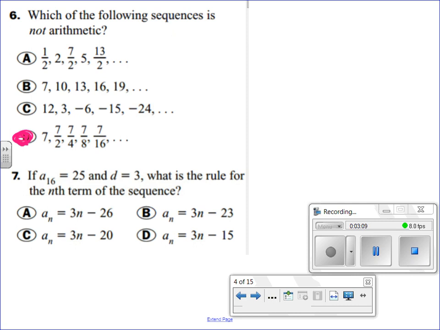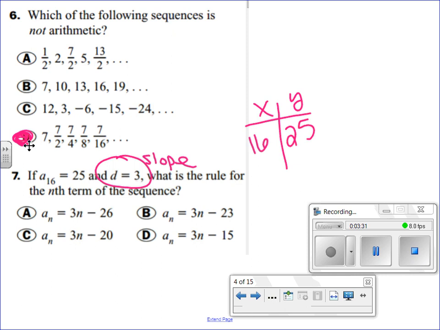7. It looks like this one is arithmetic because they are giving you the d. When they give you the d, that's the same thing as slope. So let's see if I can eliminate any answers. I cannot. They all do have a slope of 3. So unfortunately, I'm going to have to solve for that y-intercept. Let me just refresh the 16 and the 25 for you. The 16 is an x value. The 25 is a y value. So I'll just use slope-intercept form to solve it out for my intercept.